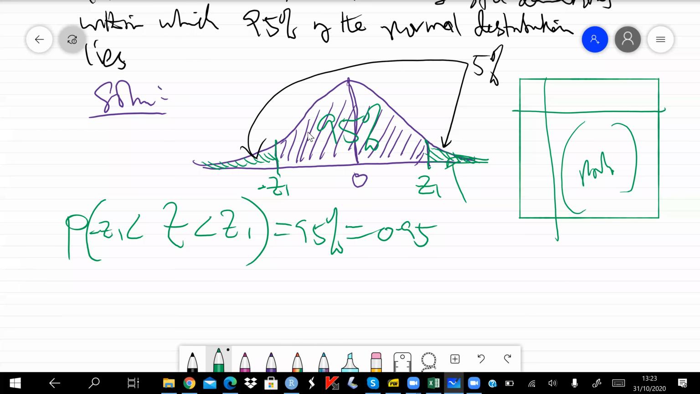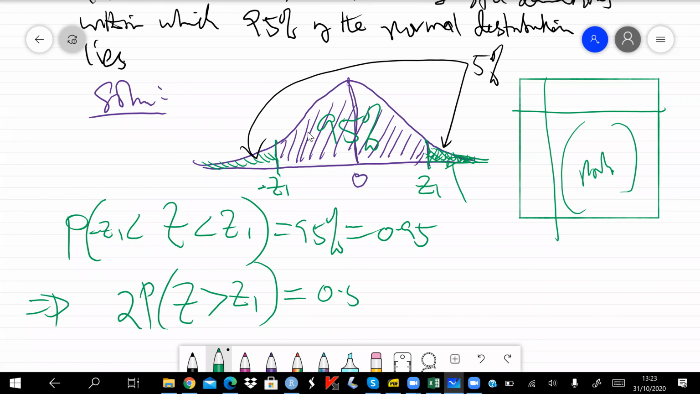So this implies that the probability that Z is bigger than Z1, that is the upper tail here, if I take that multiplied by 2, I should get 0.05.